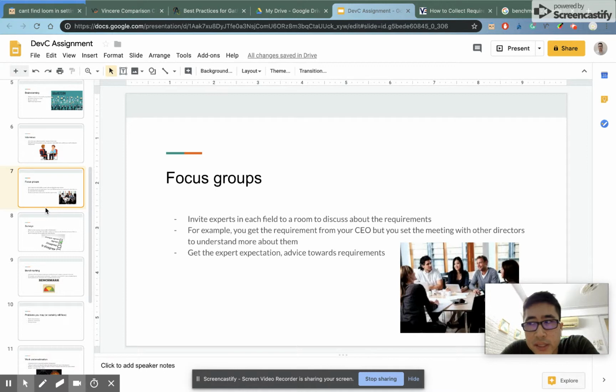This is like the best of both worlds, because you get the expert ideas just like when you do interviews, and you will not have many voices like in the first method, the brainstorming method. You can just get the right expectation, the right advice towards your requirement. Also, the focus group will help you build more relationships with other people, like the sales director, the head of software development, and many other important stakeholders.